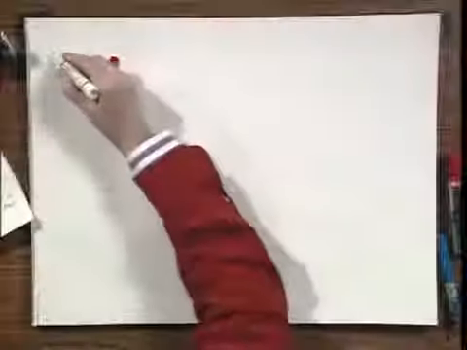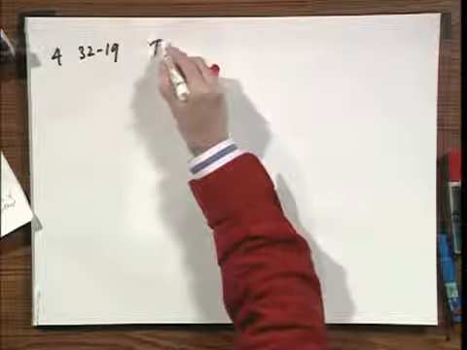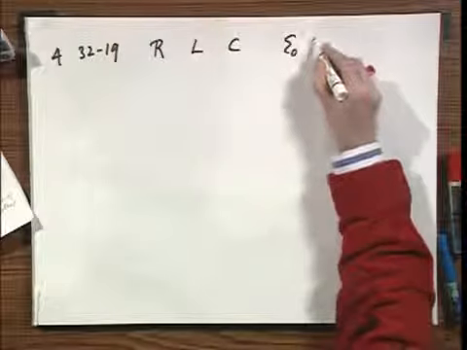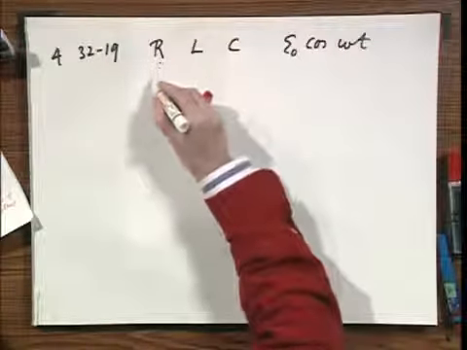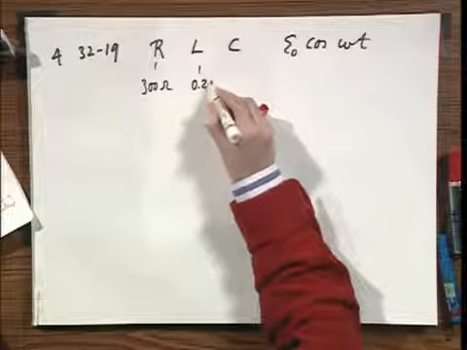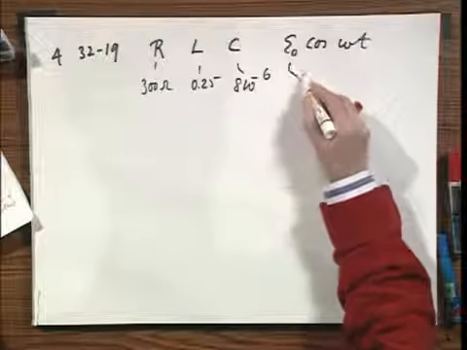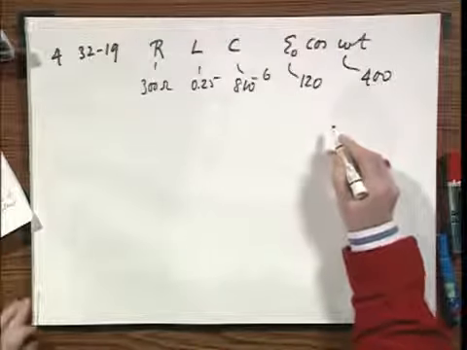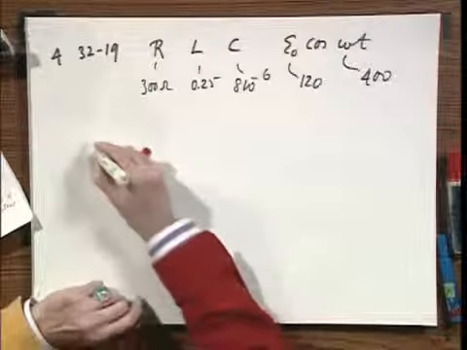Problem number 4, which is 32-19. I have an R, an L, a C, and E0 cosine omega t. R is 300 ohms, L is 0.25 henry, C is 8 times 10 to the minus 6 farad, E0 is 120 volts, and omega is 400 radians per second. Forget the transient, we only look at the steady state solution.